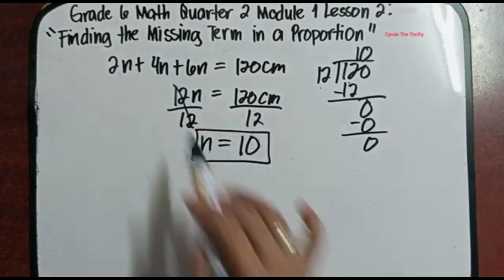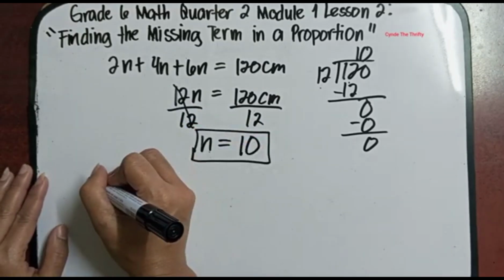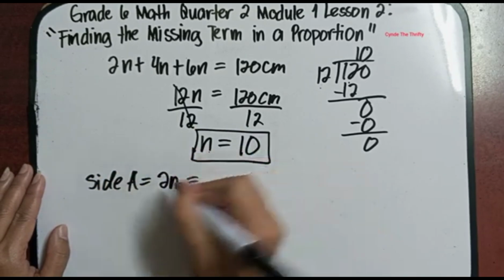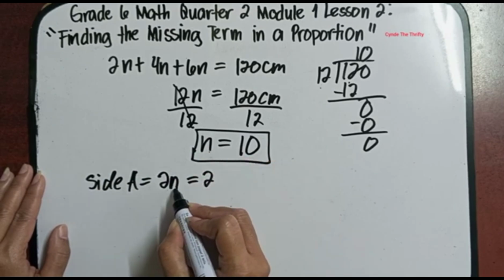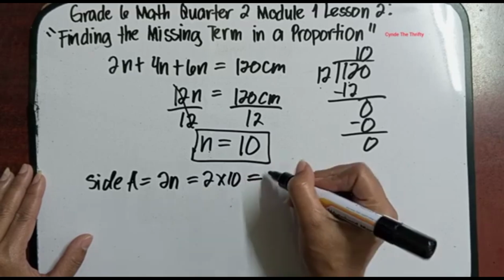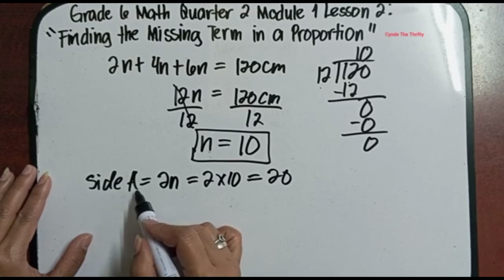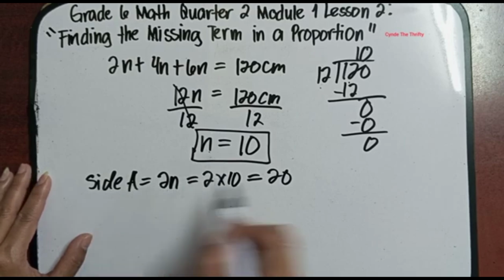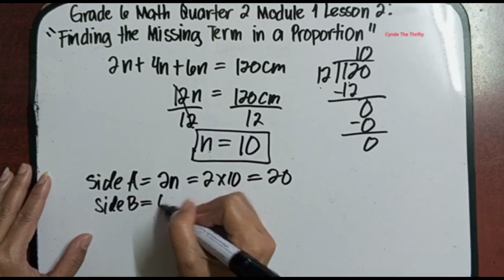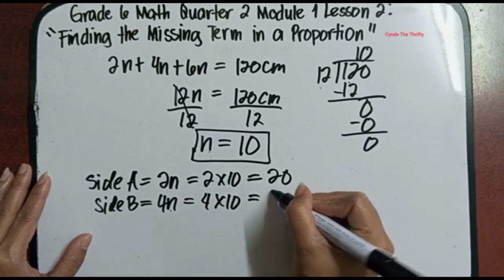Okay, sa pag-solve ng value ng sides ng triangle, gagawin natin is si 2n, so ang side A niya is equal to 2n. So, si 2n, si 2, i-multiply mo sa value ng n. Ano ang value ng n? 10. So, i-multiply mo siya ng 10 is equal to 2 times 10 is equal to 20. So, ibig sabihin, ang value ng side A, or ipagpalagay natin na ang side A is 2, so ang value niya is 20. So, si side B naman, ang side B natin is 4n. So, 4, i-multiply mo sa value ng n times 10 is equal to 40.